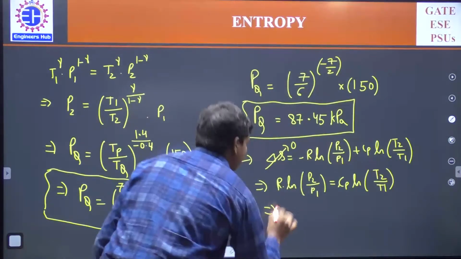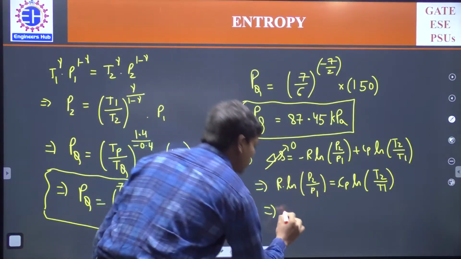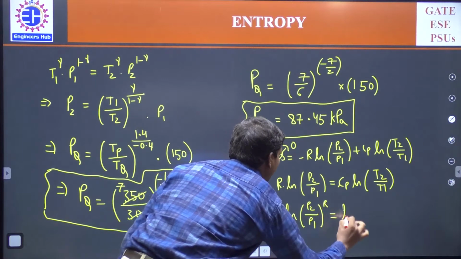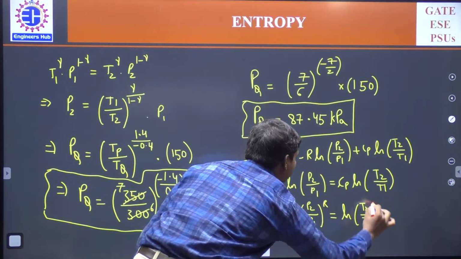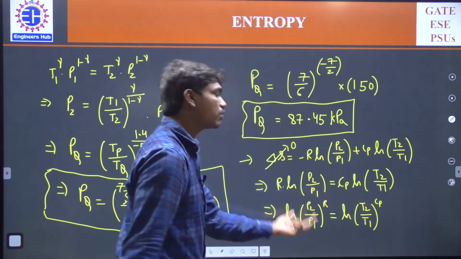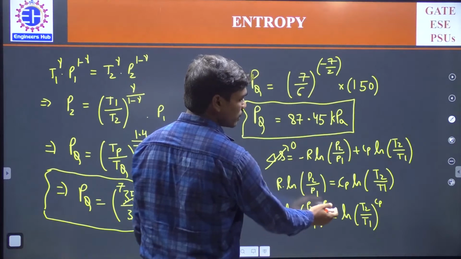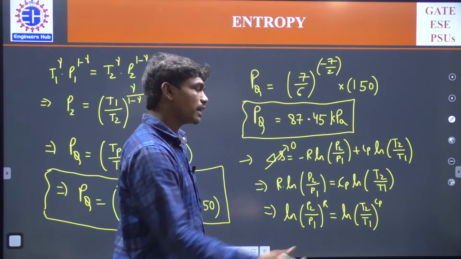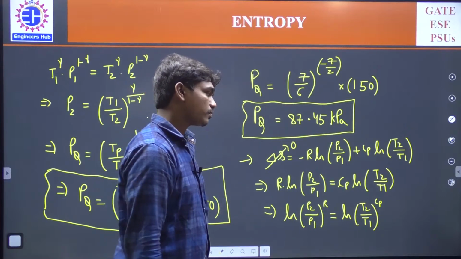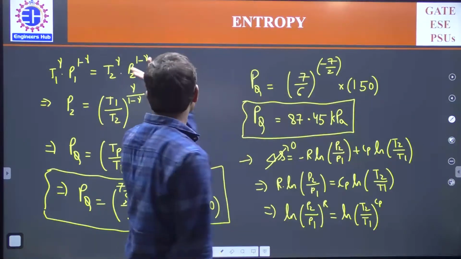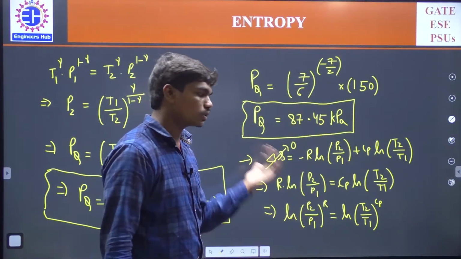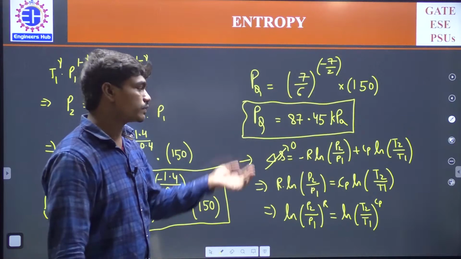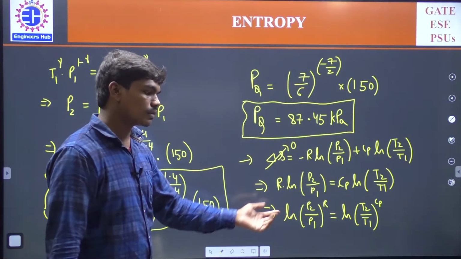Now this R, which multiplies ln P2 by P1, can be written as a power. So ln (P2 by P1) whole power R is the same as ln (T2 by T1) whole power Cp. If you remove the ln on both sides, you have P2 by P1 equal to (T2 by T1) whole power Cp by R. And you know Cp by R is nothing but gamma by gamma minus 1. You'll get the same relation again. So you can use either of these two, no matter; both give the same result. But since we directly know that for a reversible adiabatic process this is the governing equation, and we have temperatures and pressures, we can apply it. Both are the same. Clear?